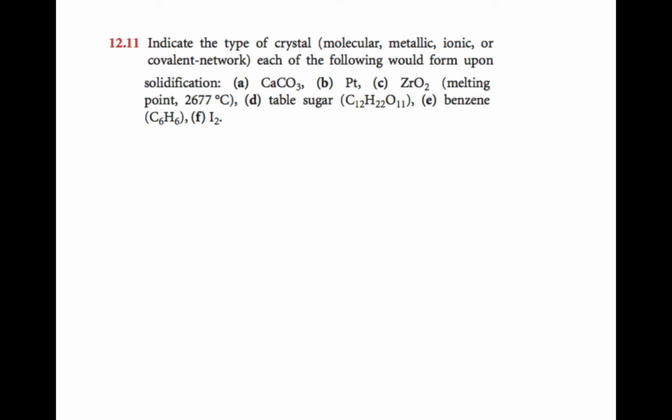11, indicate the type of crystal, molecular, metallic, ionic, or covalent network, each of the following would form upon solidification. So if we've got solid calcium carbonate, that's an ionic crystal. Solid platinum would be a metallic crystal. Zinc oxide would be an ionic crystal.